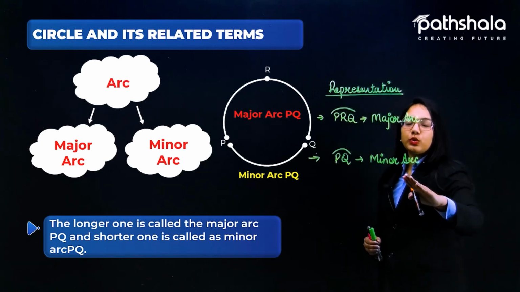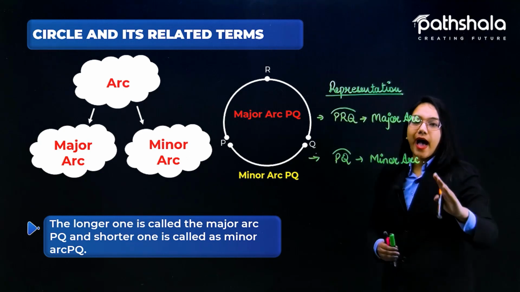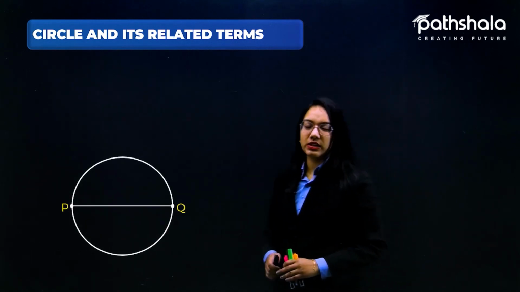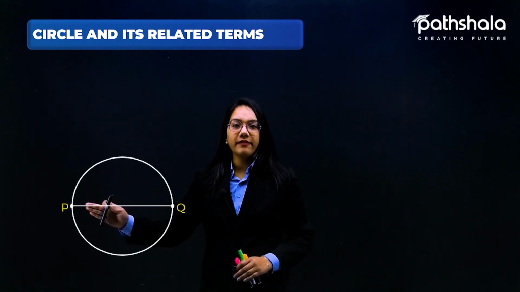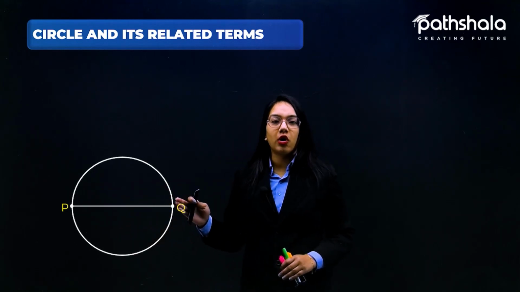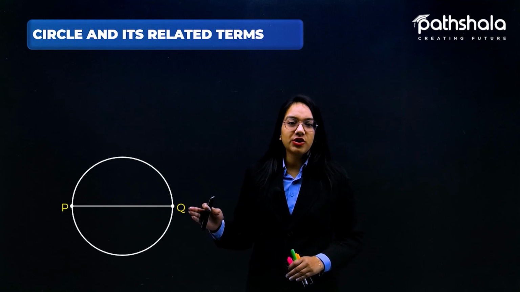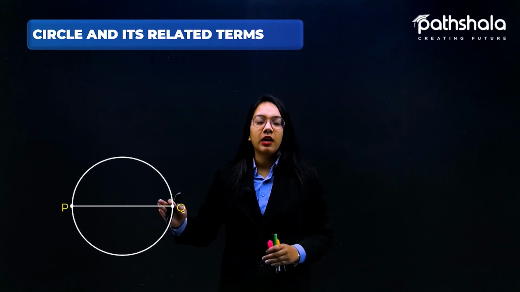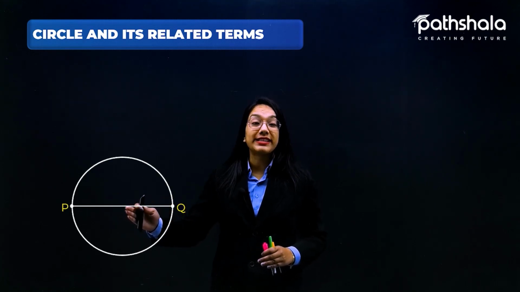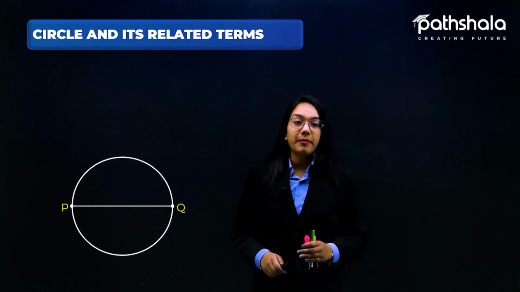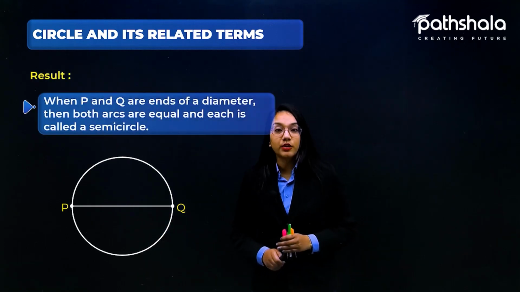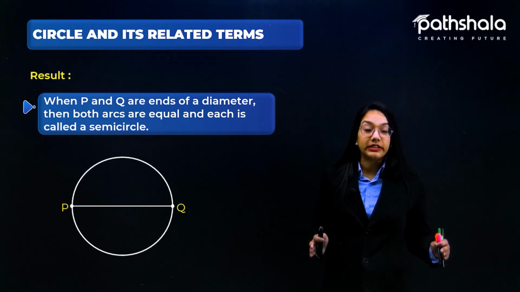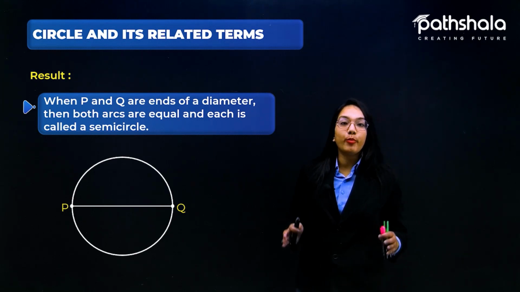So this is about the two types of arcs, the major arc and the minor arc. Now suppose I draw this circle again, with these two points P and Q on it, such that if I join these two points, the line segment passes through the center of the circle. There is a special result related to arcs, which says that when P and Q are the ends of a diameter, then both arcs are equal.